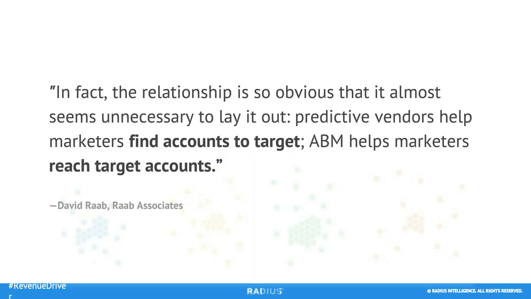This is a fun quote by David Raab, who I like. It really resonated with me that the relationship between ABM and predictive is really unnecessary to lay out, in his opinion: predictive helps marketers find accounts and ABM helps them reach them.